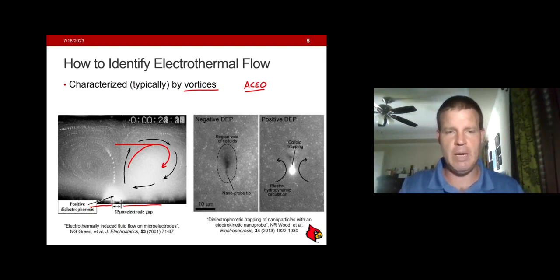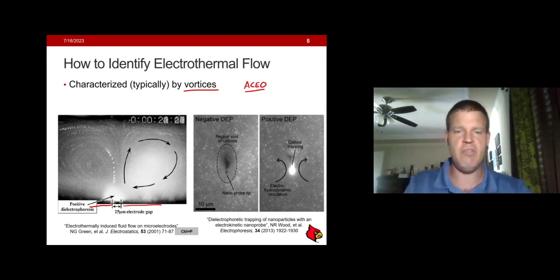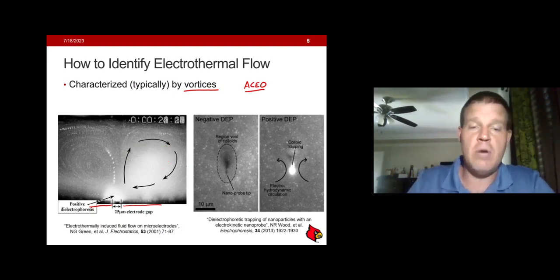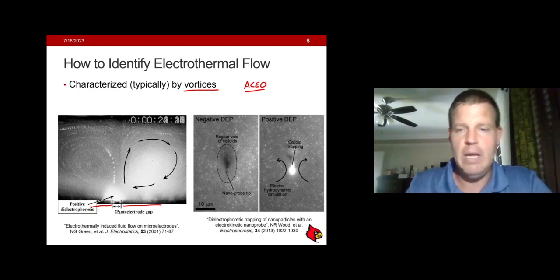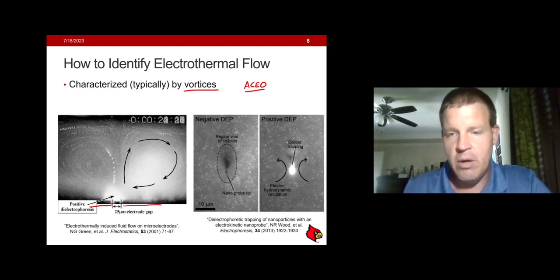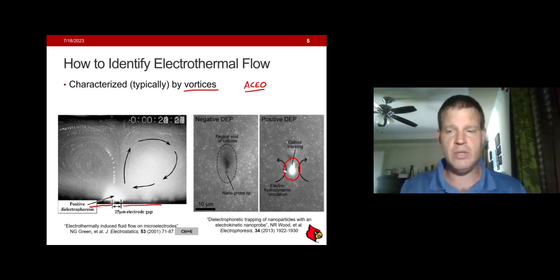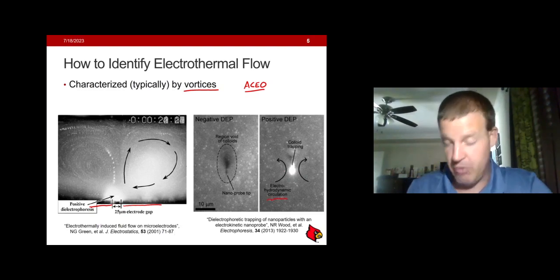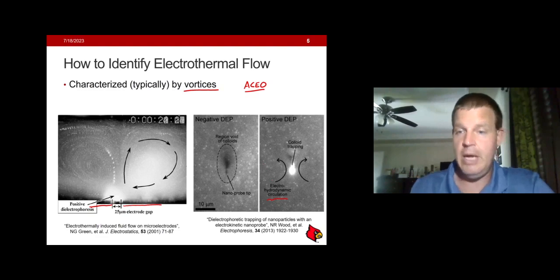And this is a good paper by Nick Green and others for you to look at as well, and I'll reference it a few more times. But either way, it's characterized by this swirling motion. And then here on the right, a study that we did in our lab where we have a probe where we're able to trap particles using positive dielectrophoresis, but then we also noticed that there was significant swirling, hence this electrohydrodynamic flow, which is derived from electrothermal motion in this case. We know some swirling accompanies this.